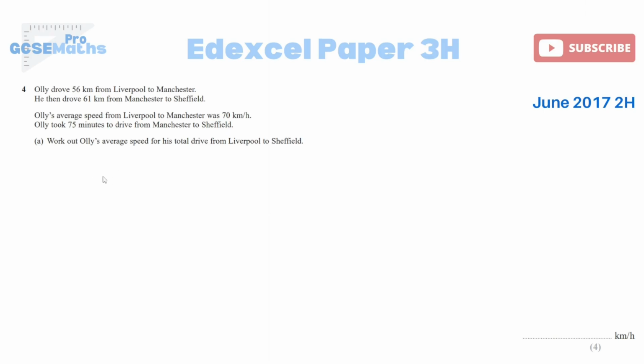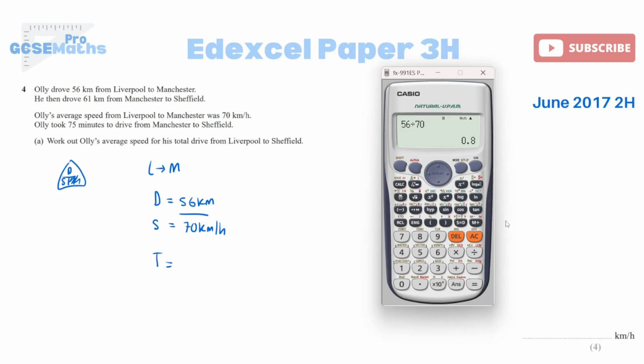So obviously this topic is speed, distance, time. So we can use our formula triangle. Now we've got two parts. We've got Liverpool to Manchester, which we know the distance for, 56, and we know the speed, which was 70 kilometres per hour. So you can see the only thing missing there is the time, isn't it? We might as well work out the times. So we'd have to divide 56 by 70, which as you can see gives you 0.8.